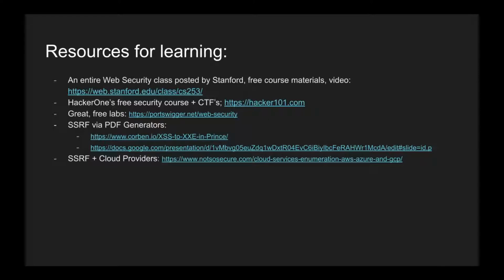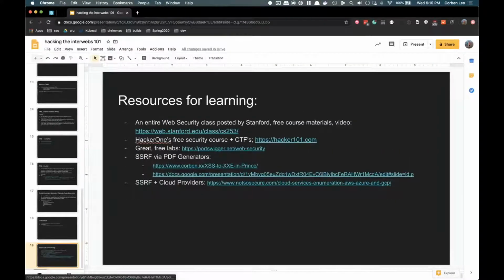PortSwigger, the same company that made Burp, has a bunch of great free labs, and each bug class has about five different labs to go through with different types of attacks, which is really great. If you want to learn more about SSRF via PDF generators, there are a few links. Then there's SSRF and cloud providers, which is a little more about exploiting that. I can post this presentation somewhere else. So, any questions on that?